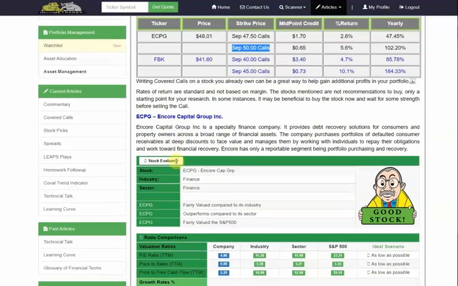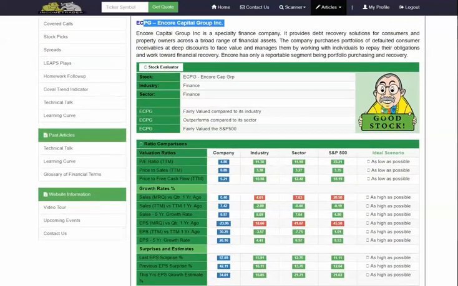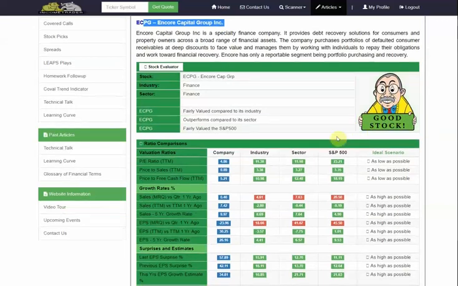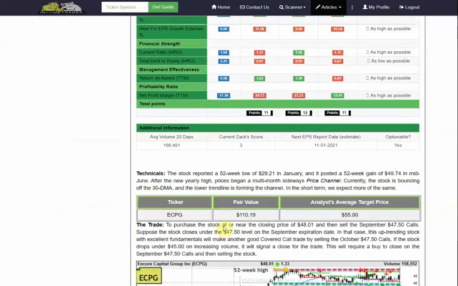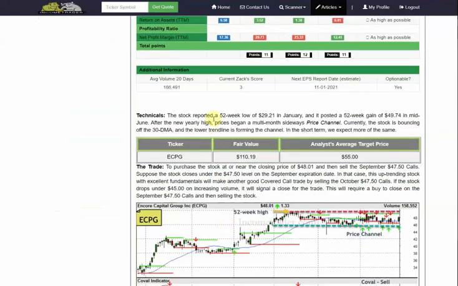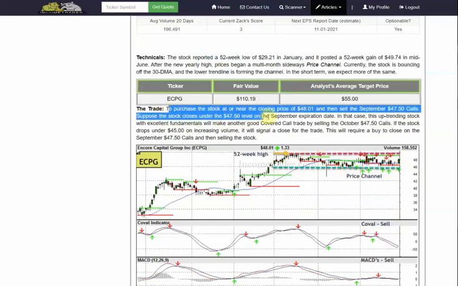If I scroll down, it talks about the stock, ECPG, who they are, what they do. They're actually listed as a good quality stock in our database. Here's their fundamentals. Lots of green on through here. Scroll down a little bit beneath this, and it just talks about the technical part of the trade. What do we like about this? And here's the chart covering the same thing. And then it says the trade. Purchase the stock now at or below the closing price of 41, and then sell the September 47.50 calls. And it just tells you what the trade is.